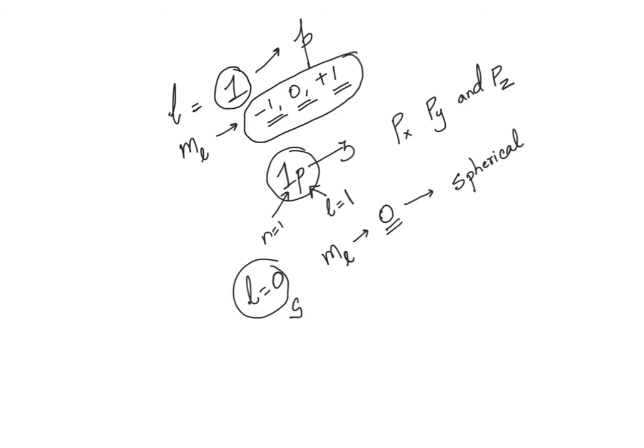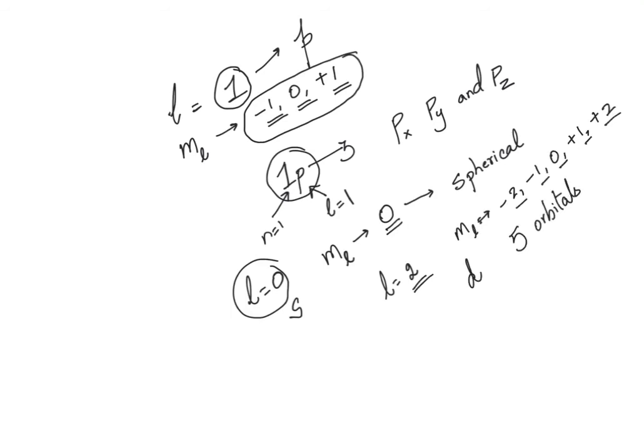We also can notice that if L is 2, then m sub L has 5 values: negative 2, negative 1, 0, positive 1 and positive 2. That means L equal to 2 is a set of 5 orbitals. That means d occurs as 5 orbitals.